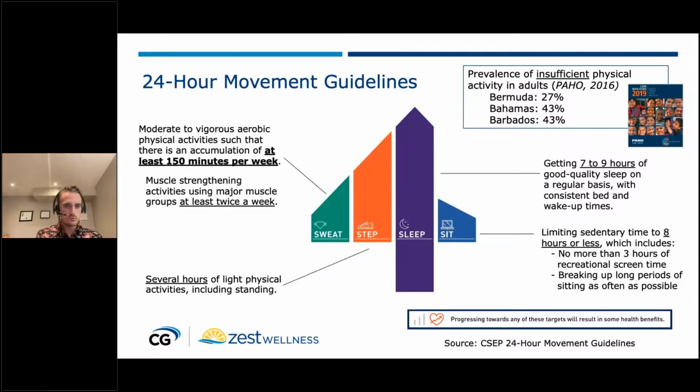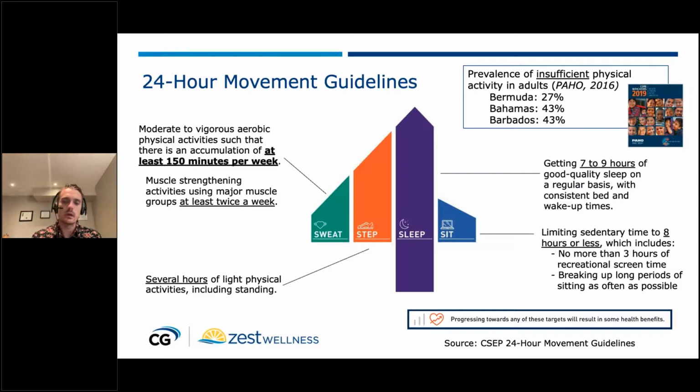But it's not just about sweat, it's also even lower intensity activities like simple steps and walking and standing also matter. And so we have sweat, we have step, right? And that can include, again, walking and standing. We also want to include sleep. Sleep is a part of this healthy 24 hours and 24-hour movement guidelines. So 7 to 9 hours of sleep per night with consistent bed and wake up times, very important.